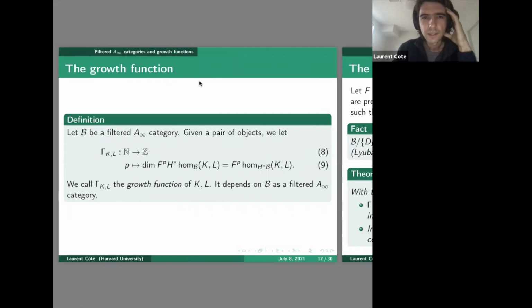Okay, so I want to define now an invariant of pairs of objects in a filtered infinity category, which is going to be called the growth function. Given a pair of objects K and L, we define the growth function to simply be the function which assigns to the natural number p the dimension of F^p in the cohomology category. This depends on B as a filtered infinity category. So if you take the same infinity category and give it two different filtrations, there's no reason to expect the growth functions to be the same.